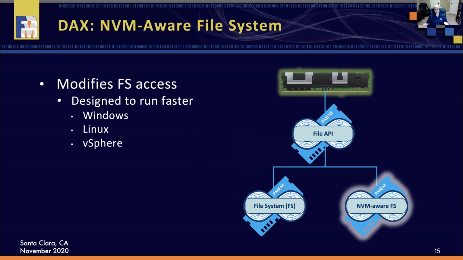The other file system method is the NVM aware file system. It modifies the file system, as you would expect, to be NVM aware. It's designed to run faster. It's similar to the other with the API calls. It's relatively easy to use. It makes Windows and Linux and vSphere access faster. You'll find it in all 3 of those.